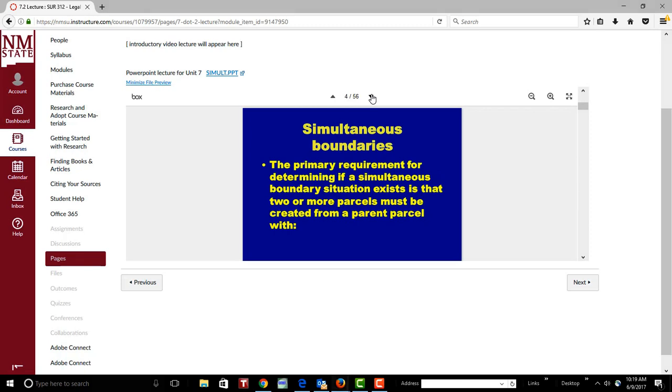The primary requirement in determining if a simultaneous boundary situation exists is that two or more of these parcels must be created from within the same parent parcel.